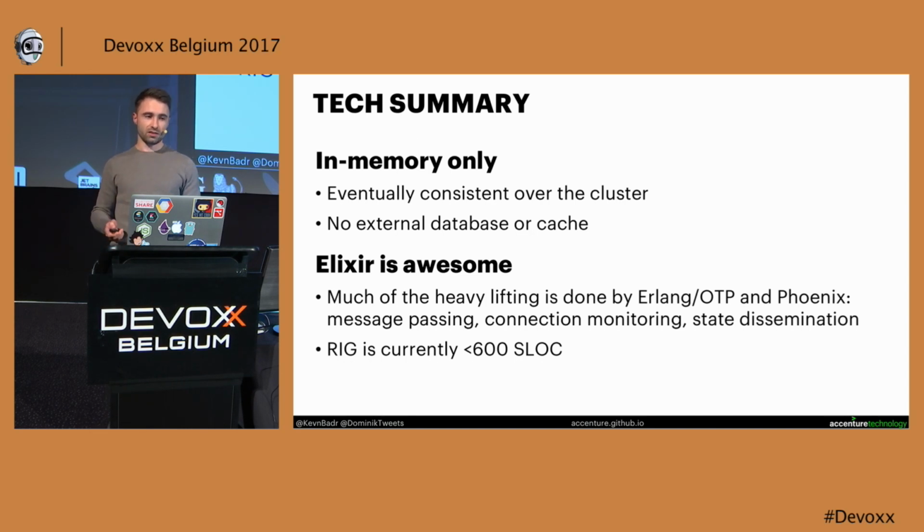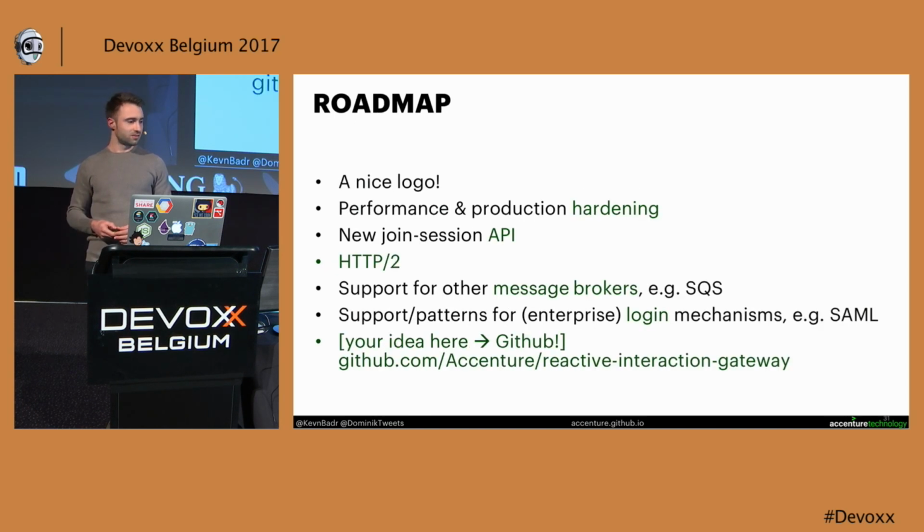So let me end this talk by talking about the roadmap. I was very, very quick. So where we want to go from here, we still don't have a logo. We have open sourced under Apache 2 just this morning. And we're still in the process of performance and production hardening. We want to do security tests on it.